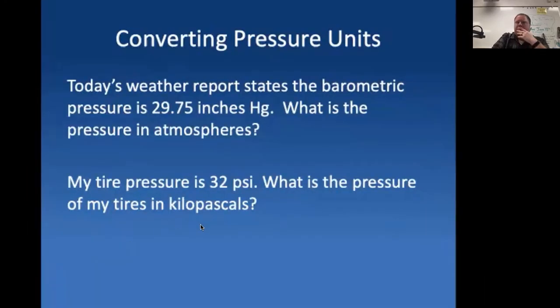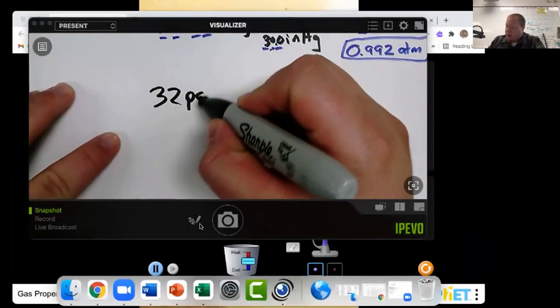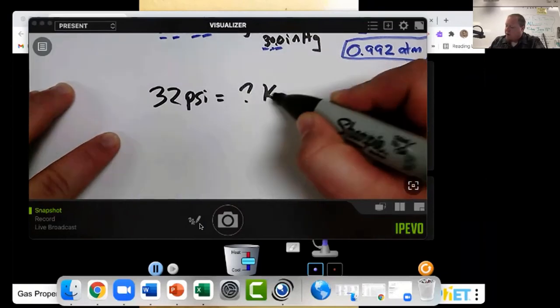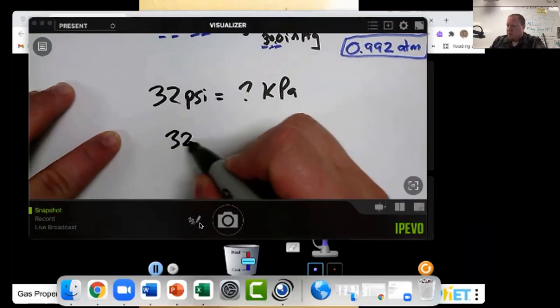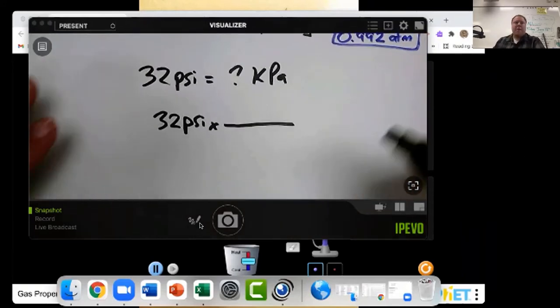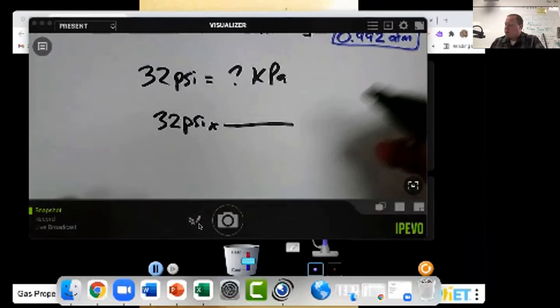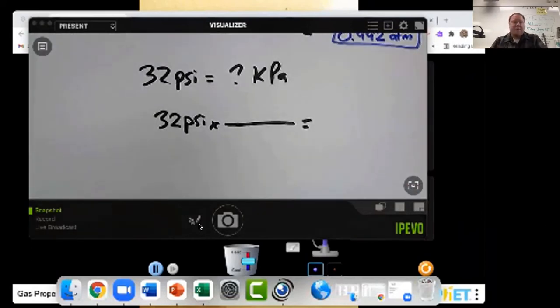Okay, second problem here. My tire pressure is 32 psi. What is the pressure of my tires then in kilopascals? The same thing. I've got 32 psi, and I want to know how many kilopascals that would be. So 32 psi times a factor. I'm going to let you guys do this one. All right, psi on bottom, kilopascals on top. Go ahead and tell me the answer in the chat, please.